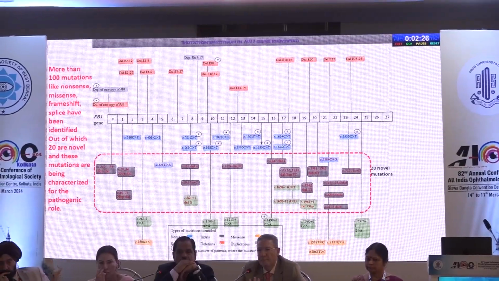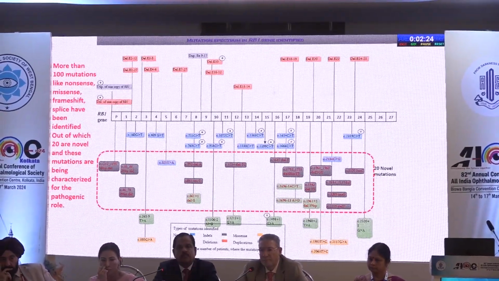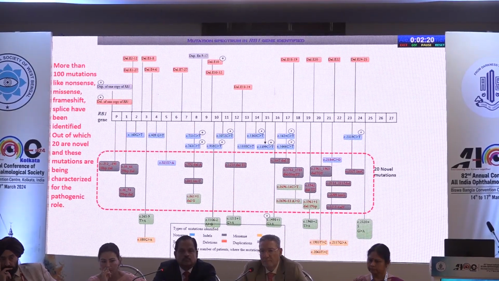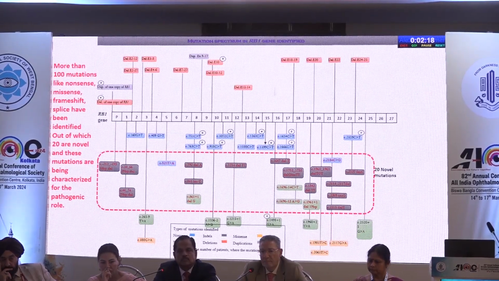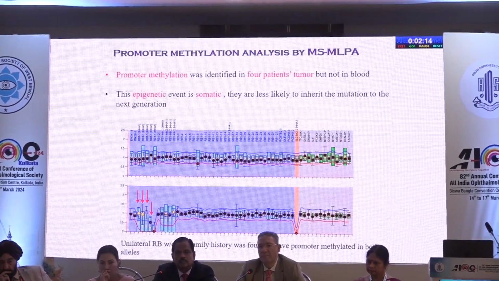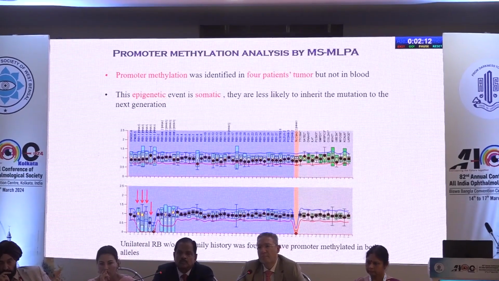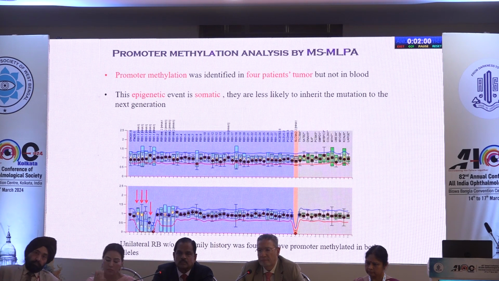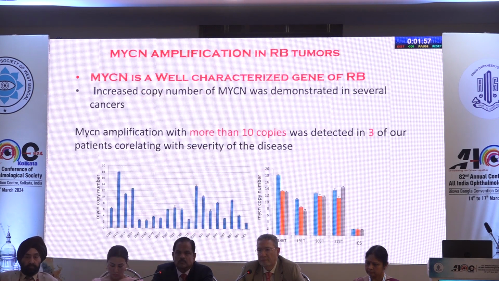More than 100 mutations like nonsense, missense, frame shift, and splice have been identified, out of which 20 are novel, and these mutations are being characterized for their pathogenic role. Promoter methylation was identified in 4 patients' tumor but not in blood. This epigenetic event is somatic. They're less likely to pass the mutation to the next generation. You can see a unilateral RB without any family history was found to have a promoter methylated in both the alleles in the promoter region.